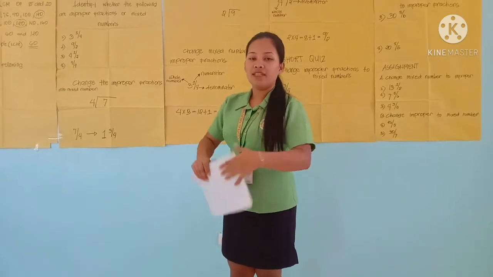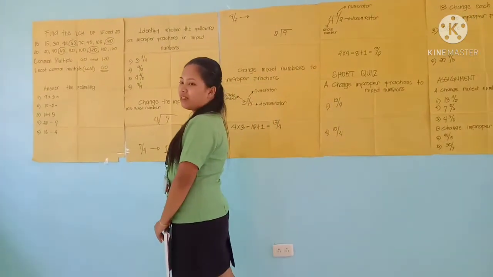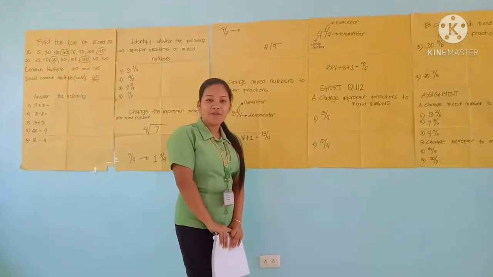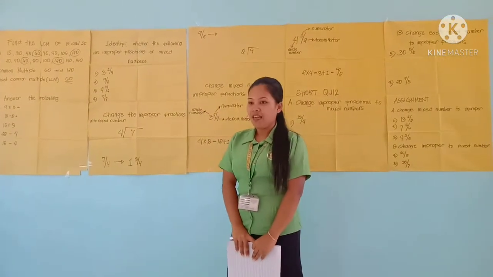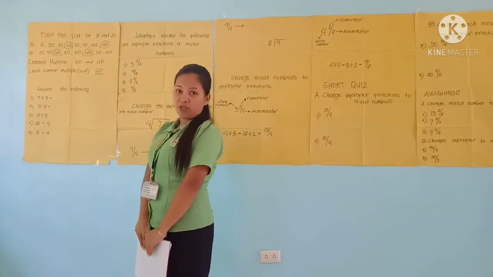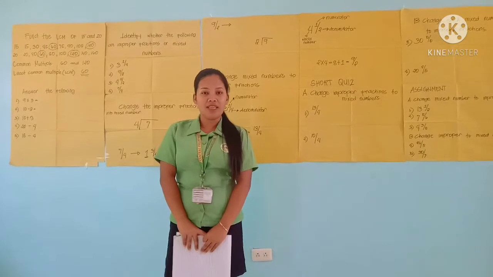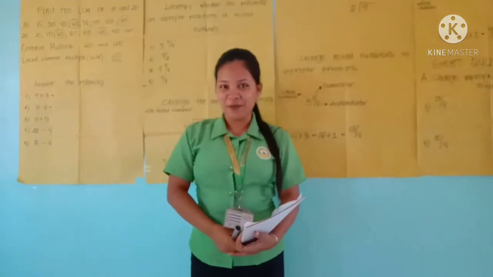Okay. What is our lesson yesterday, class? Yes, Mitch? Correct. Our lesson yesterday is all about finding the least common multiple or LCM. If you can still remember our lesson yesterday, who can go to the board this time and find the LCM of 15 and 20? Yes, Rachel? Come here. Now let's check her work.